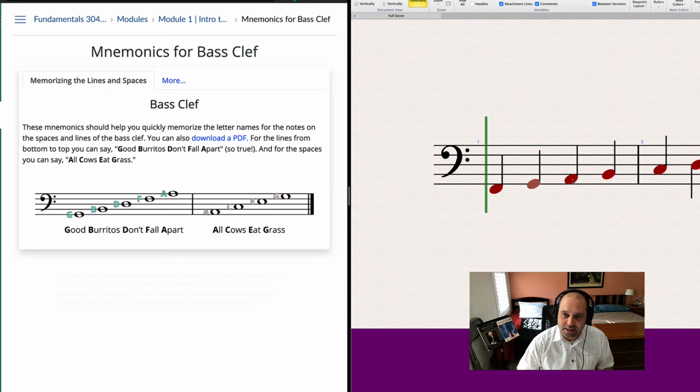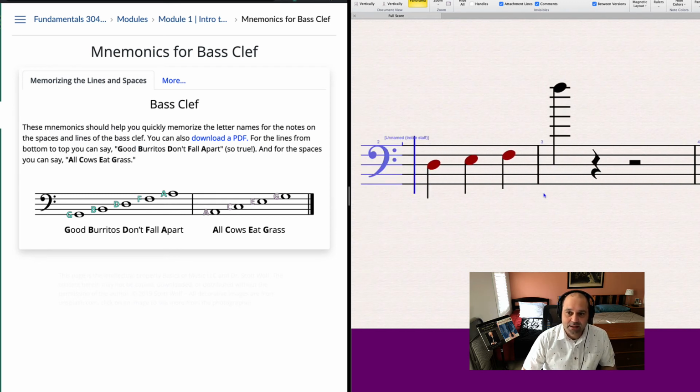Now that I see that they're in order, I might just think the alphabet going through these rather than using a mnemonic. So maybe for your first note you use a mnemonic, and for the assignments where you're naming these notes, that's going to be more likely. You're going to see random notes displayed, and you're going to have to give them a letter. So for those, you're probably going to use the mnemonics a lot. Good burritos don't fall apart for the lines.